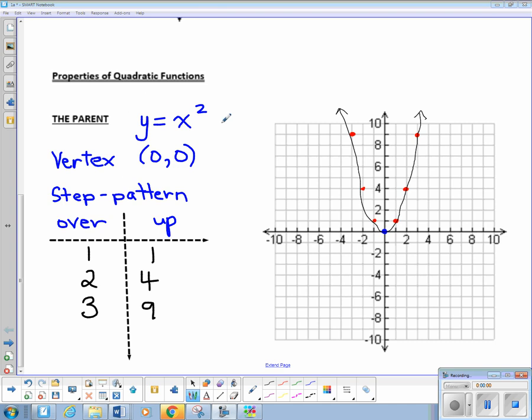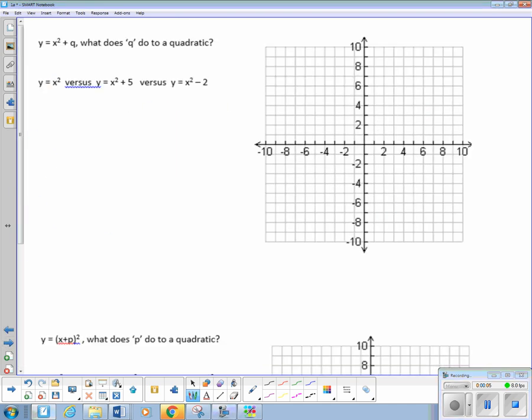Okay, so now we've graphed this parent, and now let's see what happens. Okay, so now you can see we've changed the equation again, and it's up here. So it says y equals x squared plus q. Now q is going to be a number that's going to change.